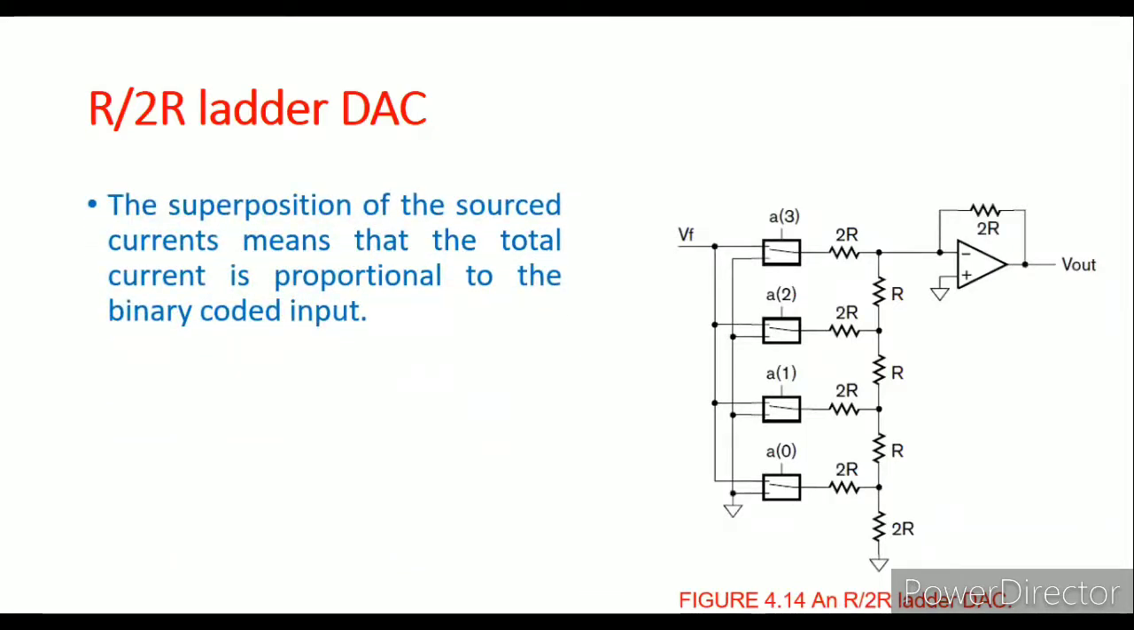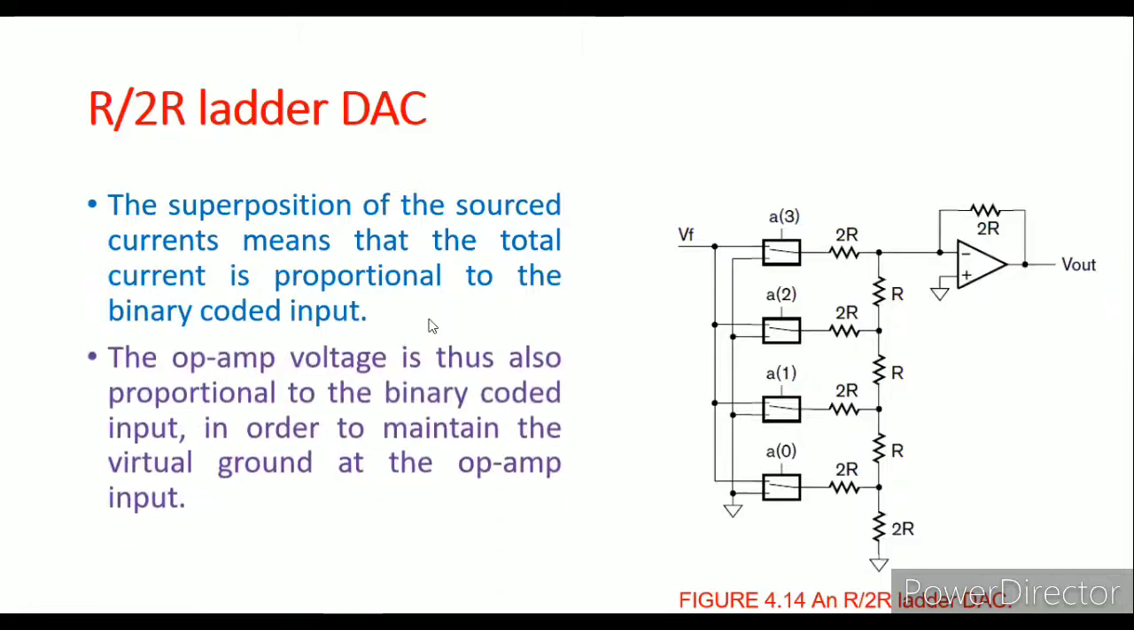So the superposition of source currents means that the total current is proportional to the binary coded input. So whatever the summing parameter is, it acts like a binary coded input value, which is converted to an analog signal with the help of the operational amplifier. So the op amp voltage is thus also proportional to the binary coded input, in order to maintain the virtual ground at the op amp input. The virtual ground has to be maintained because this is the configuration of a summing circuit.